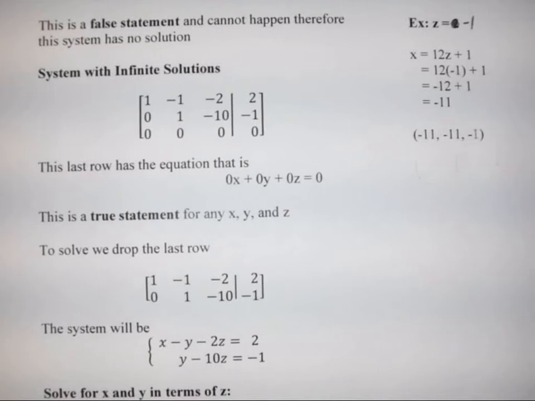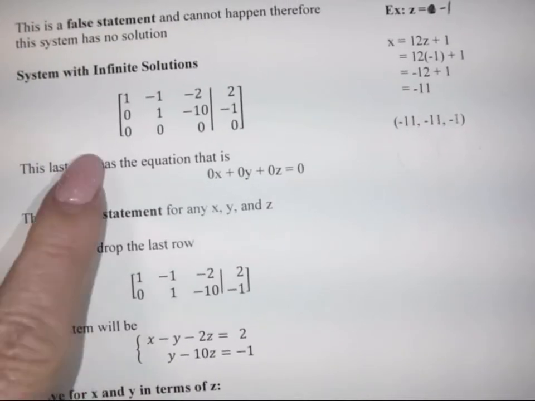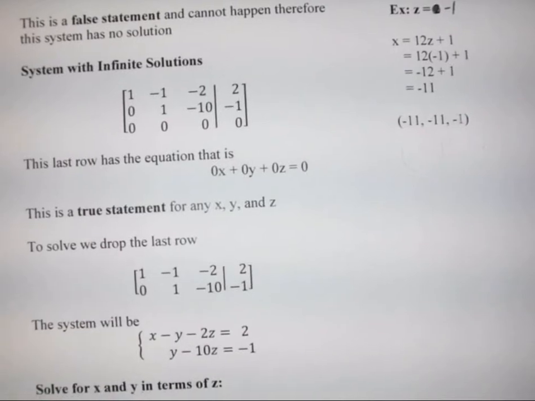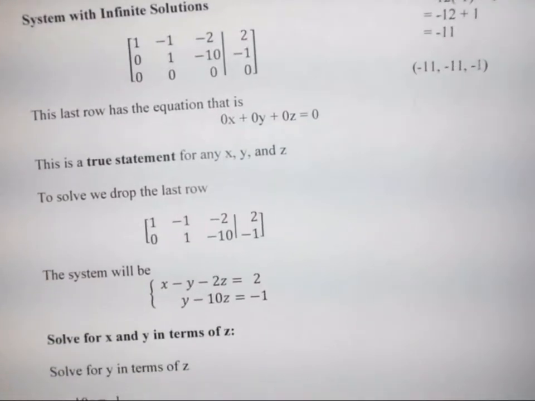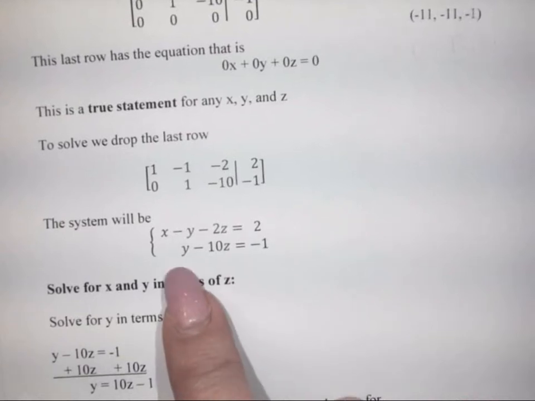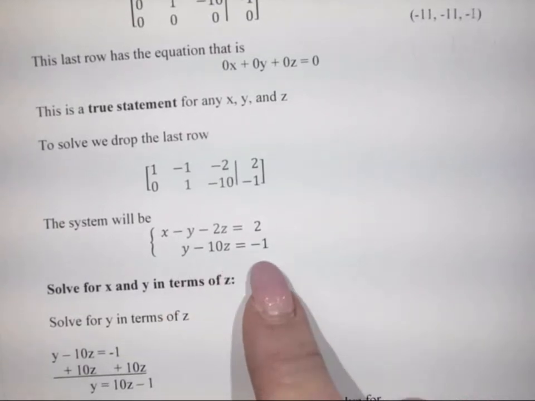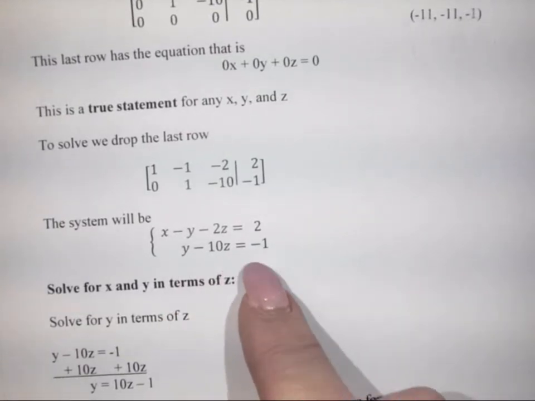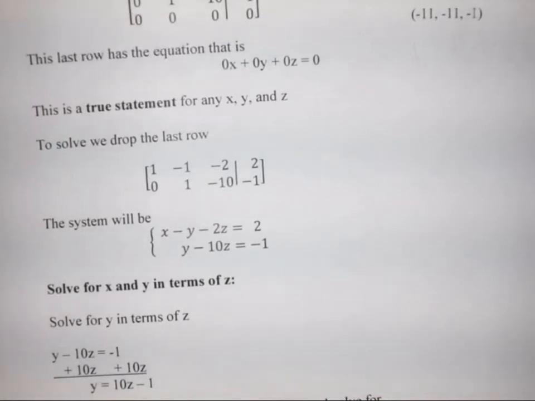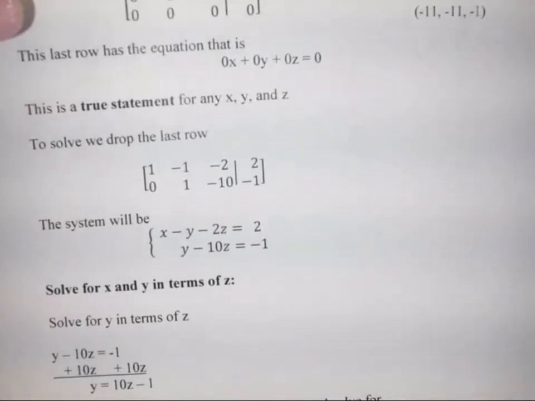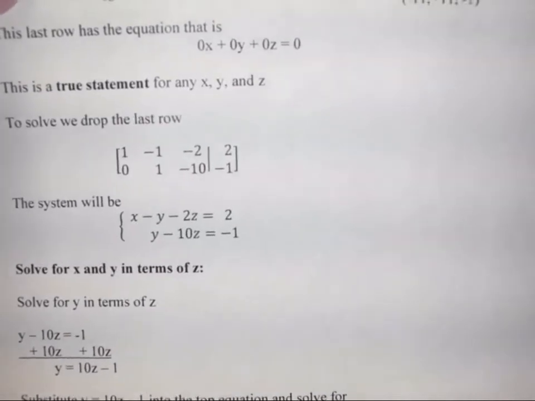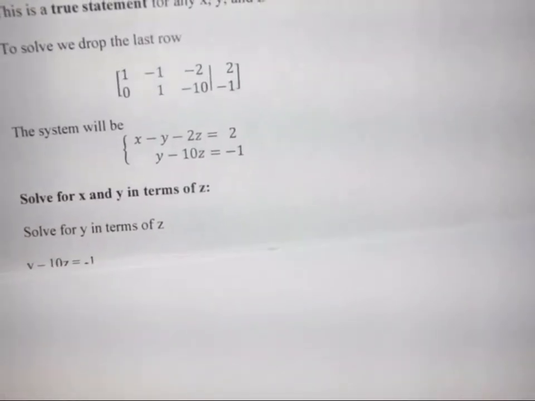What you'll do is drop the last row, so you'll only do the first 2 rows for your matrix, and then the system will look like this. x minus y minus 2z is equal to 2, and y minus 10z equals negative 1. Now what we're going to do is solve that in terms of z. So I'm going to actually do the work for that. If you're in my class, I have it typed out for you, but I want to make sure you understand what you're doing with this.